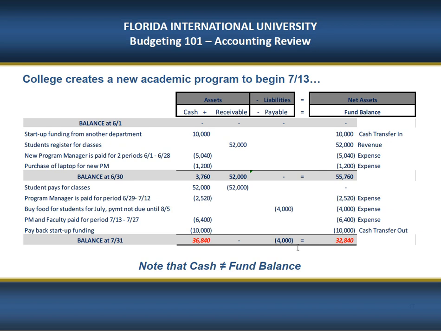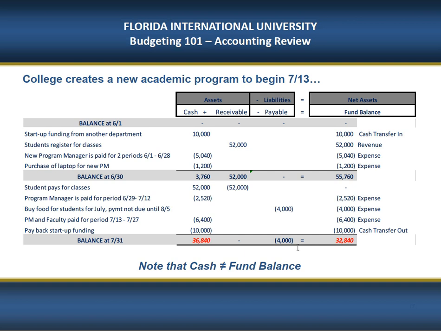So now it's time to go ahead and register students. Well, actually, first we have to hire the program manager. The program manager was hired on June 1st, so we're going to pay the program manager for the two pay periods that occurred in June. We're going to pay the program manager $5,040. Actually, we're going to pay them a little less, but there's a benefits portion, so that includes the benefits. That's the total expense. Our cash goes down by $5,040, and our fund balance also goes down by $5,040, representing expense. In this case, it would be salaries expense.